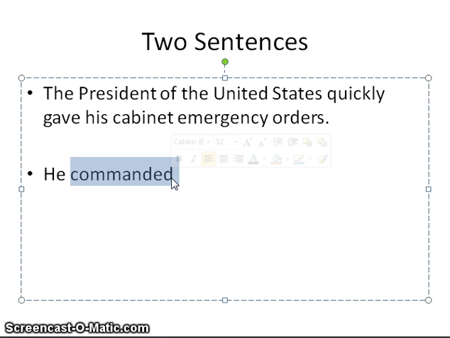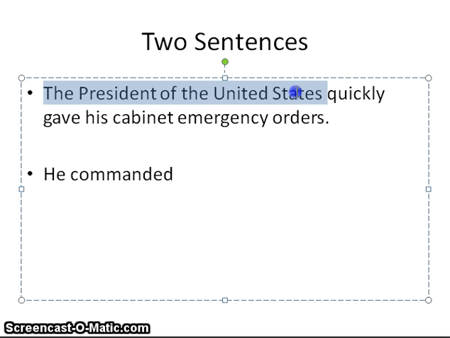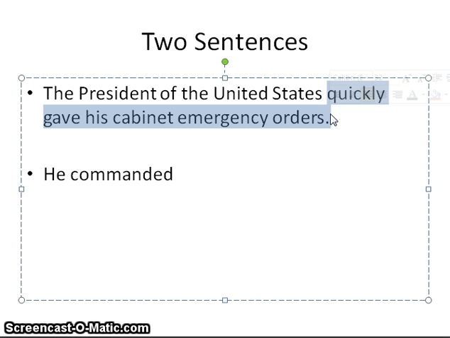Okay, let's look at the first sentence and see if we can identify the same things. Do we see something that is being described? Person, place? Sure we do. We actually have a nice long phrase, the President of the United States. We'll break that down a little bit more in a second. Do we have a description of the President of the United States telling us what he did? Sure we do. He quickly gave his cabinet emergency orders.